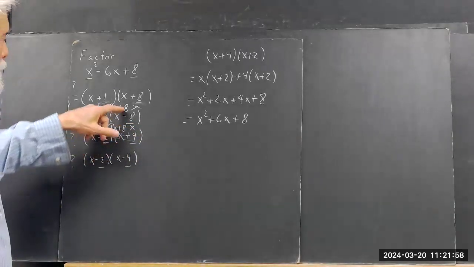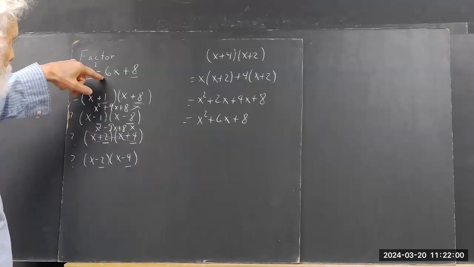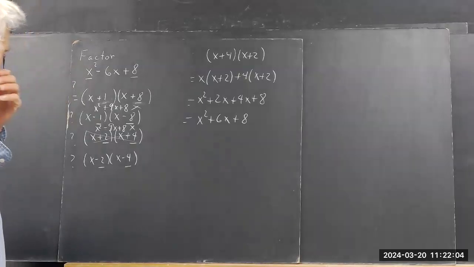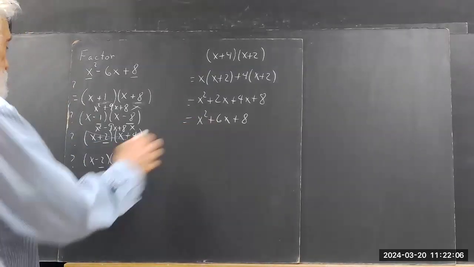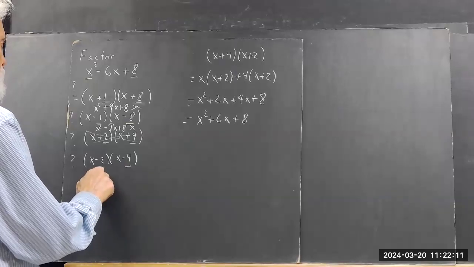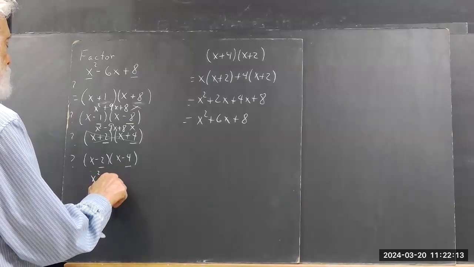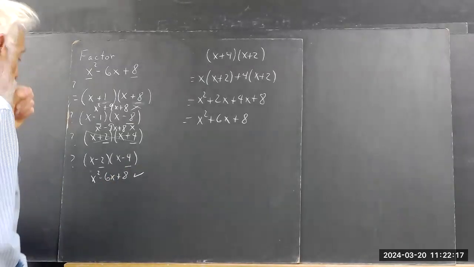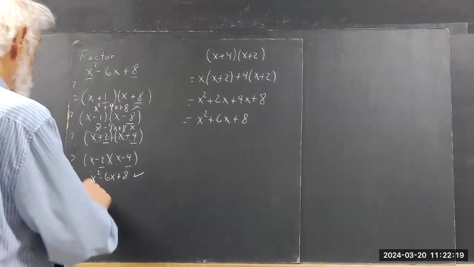So I'm getting the 8, but I'm not getting the right number here. I know I'm not going to get the right number here because we tried that one before. On this one, though, of course, we end up then with x squared minus 6x plus 8. And there it is. Okay.